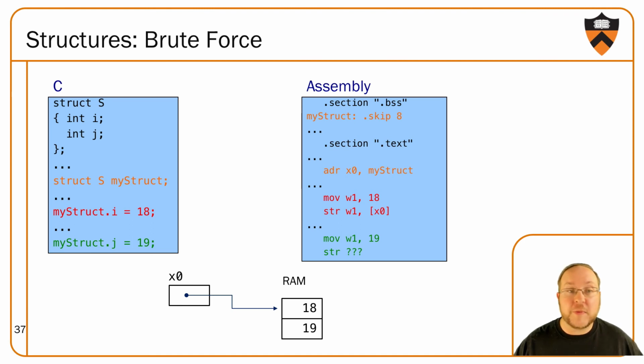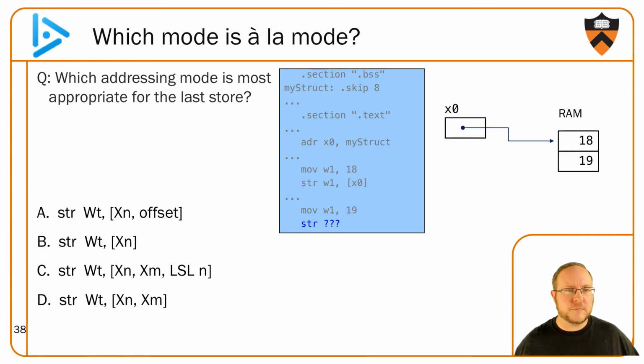C structs are, by the C standard, required to be stored in memory with their fields in order. So that means that i is going to go first at the address of myStruct, ADR to find that address, STR to store it. Great. Now for j. What's the address of j? The register offset form was what we used for arrays among these options. So maybe it's that. But can we do better?